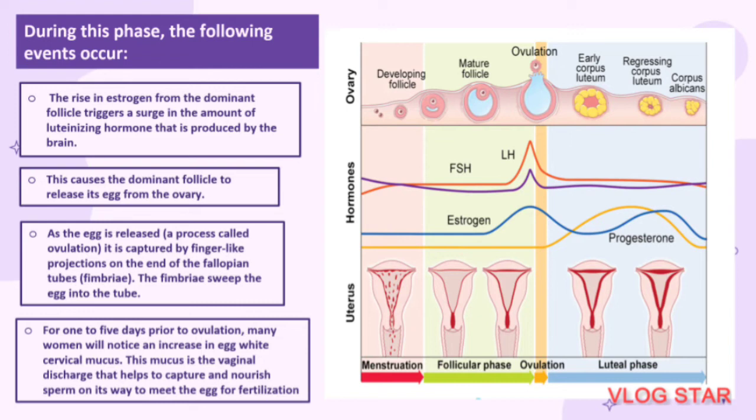From 1 to 5 days prior to ovulation, many women will notice an increase in egg white cervical mucus. This mucus is the vaginal discharge that helps to capture and nourish sperm on its way to meet the egg for fertilization.